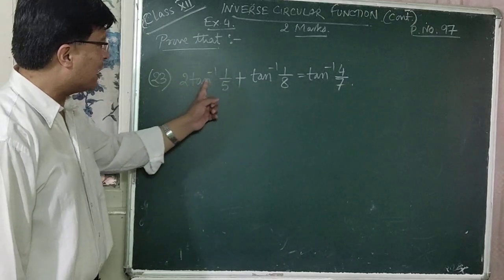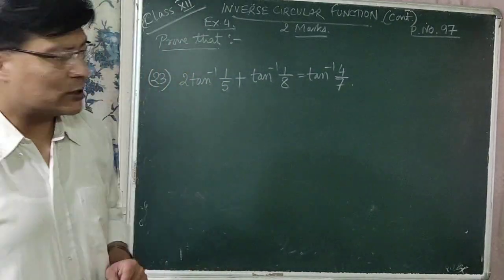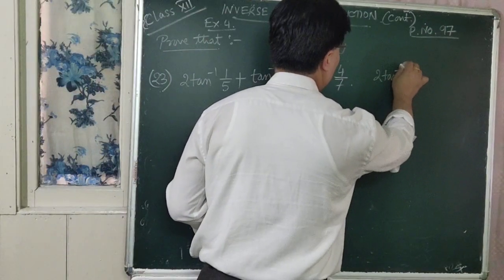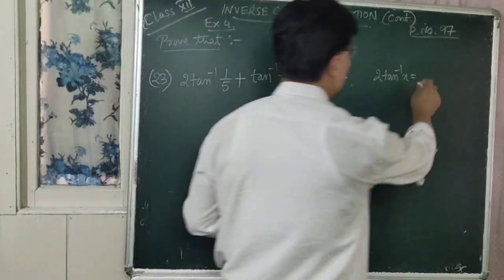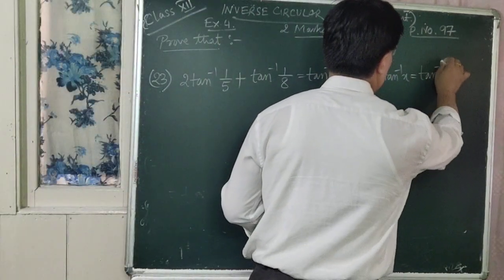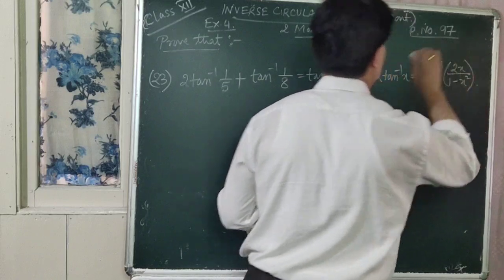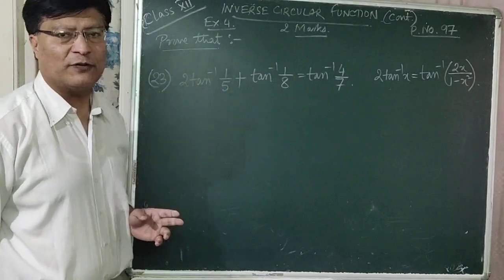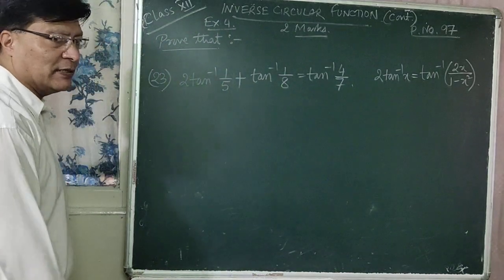This is 2 tan inverse x, isn't it? So I think you know it now. What is the 2 tan inverse x formula? 2 tan inverse x is equal to, what was the formula? It is tan inverse 2x upon 1 minus x squared. This is the formula that you can use for the first term. Okay, so let us use this formula on the left hand side.